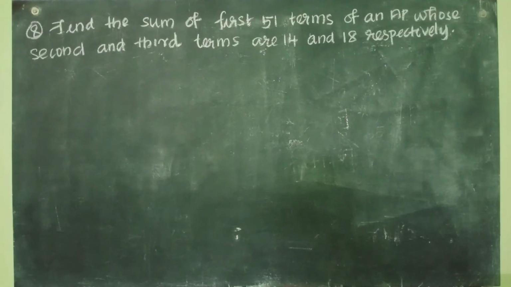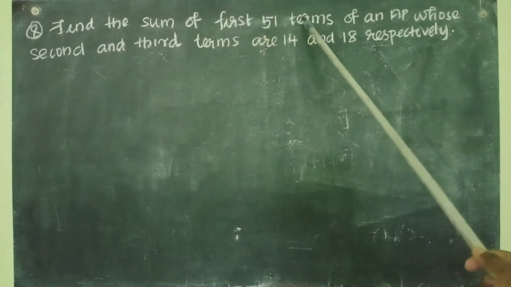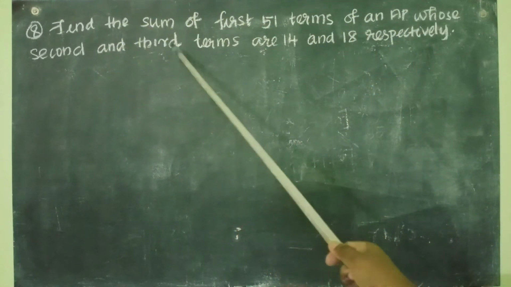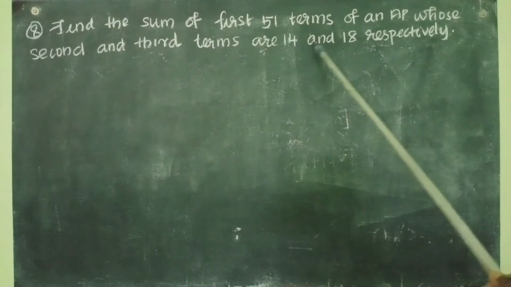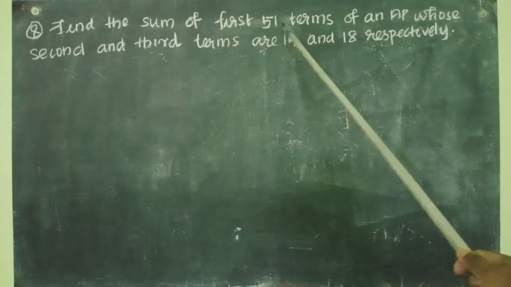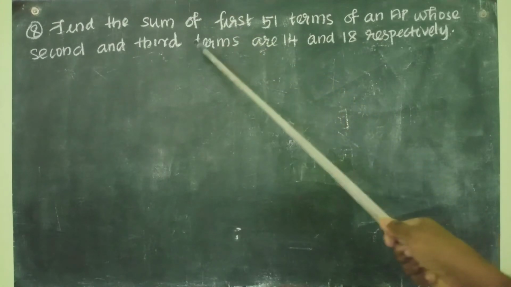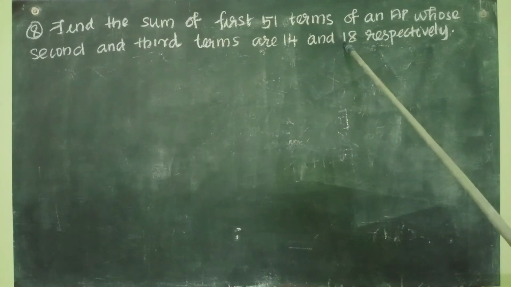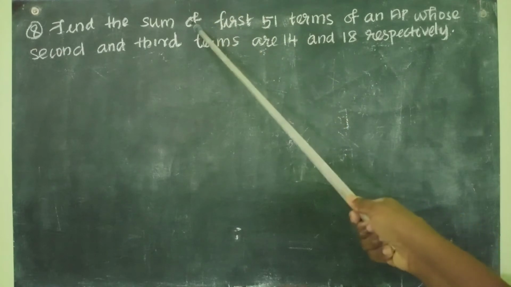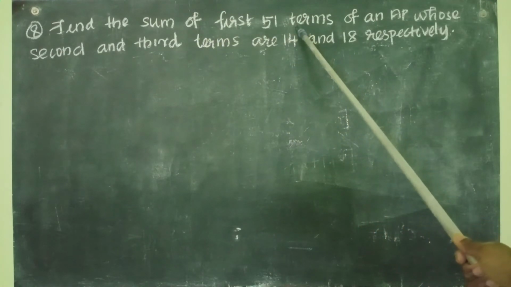Exercise 5.3 question number 8. Find the sum of first 51 terms of an AP whose second and third terms are 14 and 18 respectively. Second term is 14, that is A2 equal to 14. Third term is 18, that is A3 equal to 18. You have to find out the sum of first 51 terms of the AP.